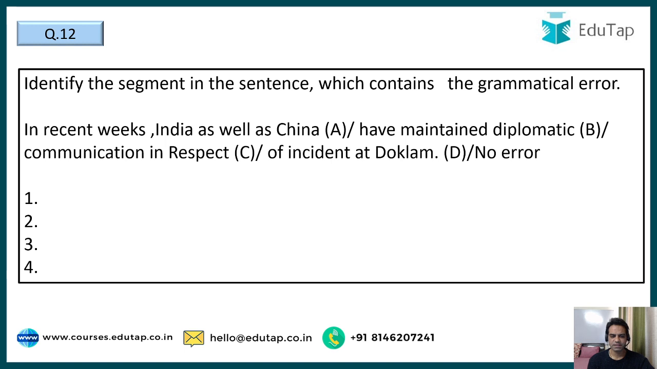In recent weeks, India as well as China have maintained diplomatic communication in respect of incident at Doklam. So, what should be the error here, guys? In recent weeks, India as well as China have maintained or has maintained. See, when two nouns are not joined by "and," they cannot take a plural verb. So, the subject in this sentence is only India. In recent weeks, India as well as China. The subject is India, not China. So it should be "has maintained diplomatic communication in respect of incident at Doklam."